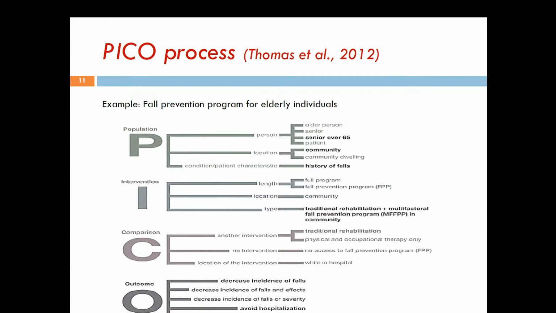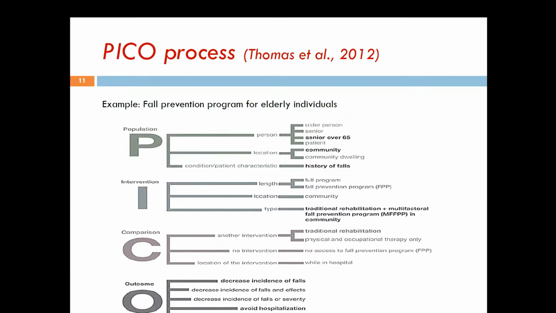So fall prevention becomes a very major public health problem, and it's better to prevent than do something after the elderly person fell down. So the population, you have to decide. Older people, there's still so many types, okay? Young old, middle old, old people with certain conditions.